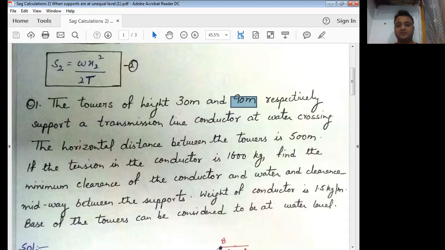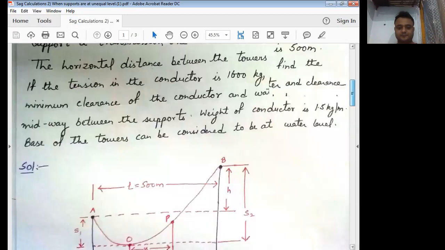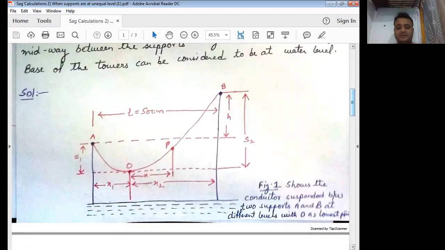There is a difference between the lowest point and the midpoint. Both are different in case of category 2 numericals. For clearly understanding what is happening, we just draw a diagram. So I will illustrate a diagram. This is, suppose, the water level. So this is the tower A support, and this is the tower B support. This is the 30-meter height, and this is the 90-meter height.